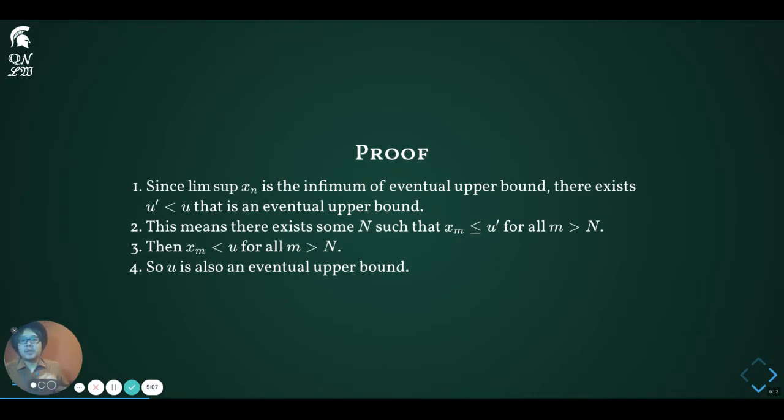And since u is bigger than the limsup, this means that there is an element u prime less than u that is an eventual upper bound. This is due to the definition of the infimum. But this means that for capital N, all further terms of x sub n are no more than u prime. But as u prime is less than u, this means that u is also bigger than all further terms of x sub n beyond capital N. But this is precisely the definition of an eventual upper bound. So we see that every number greater than the limsup is an eventual upper bound.